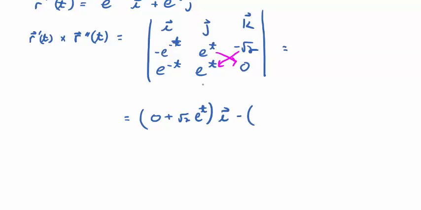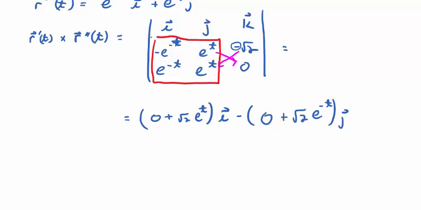Now cross out the middle column, and you end up taking the negative e to the negative t times 0, so that's 0, minus negative root 2 times e to the negative t. So we have a built-in minus, and then a minus right here. That's going to make a plus root 2 e to the negative t. And that's times j.